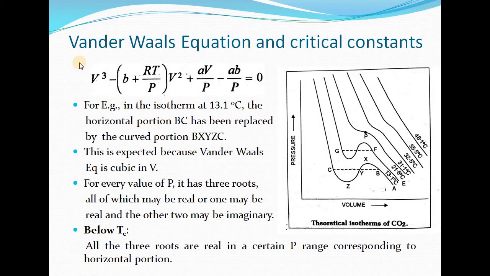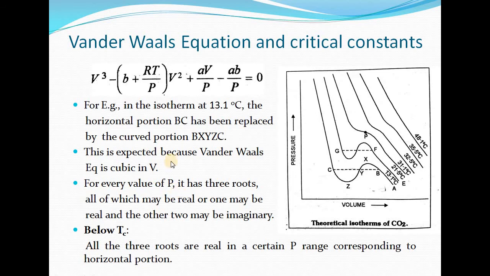As we see, this equation is cubic in V. These are the theoretical isotherms obtained by using this equation. By keeping temperature constant, we get different values of the volume V for different values of the pressure P. These isotherms are similar to the Andrews isotherms, the only difference being in the horizontal portion, which has been replaced by the curved portion. Now why do we get this curved portion? This is expected because the van der Waals equation is cubic in volume.